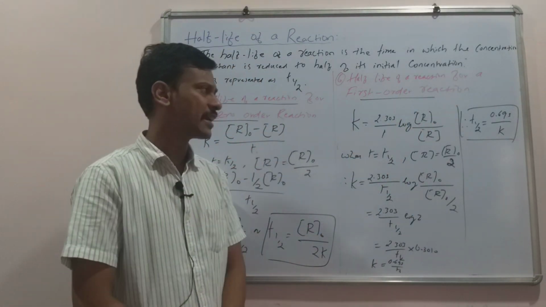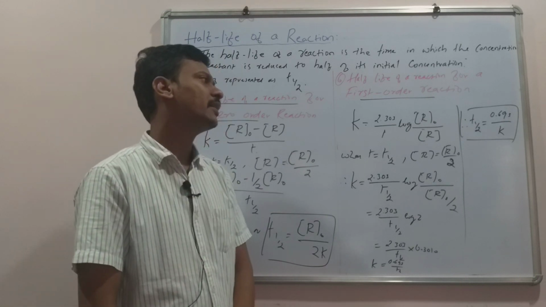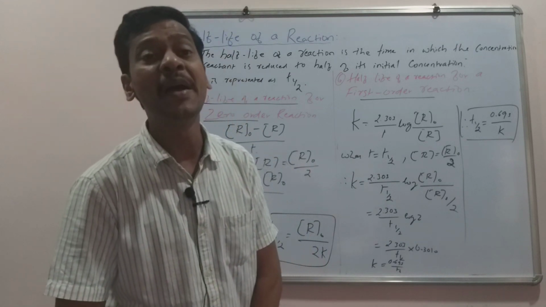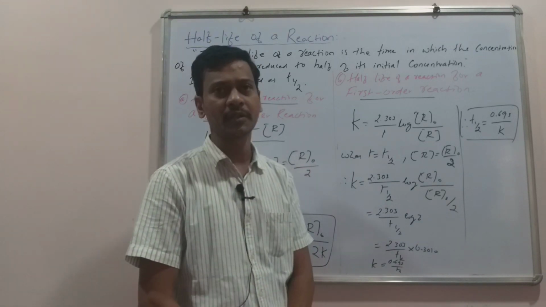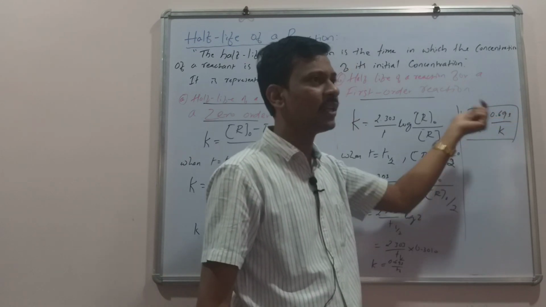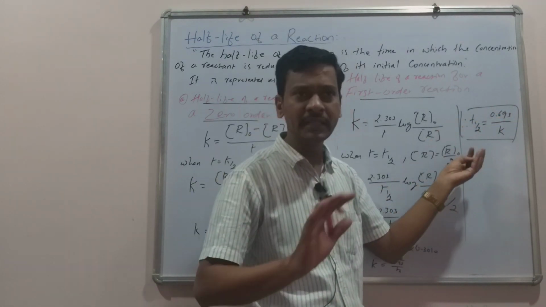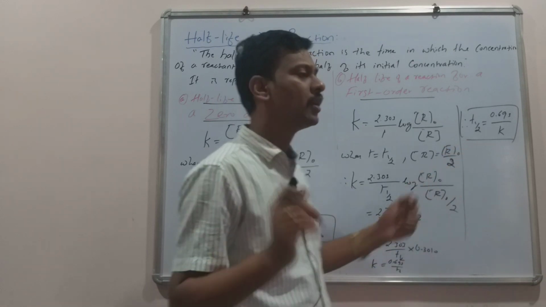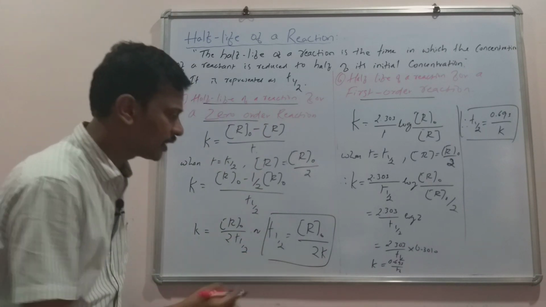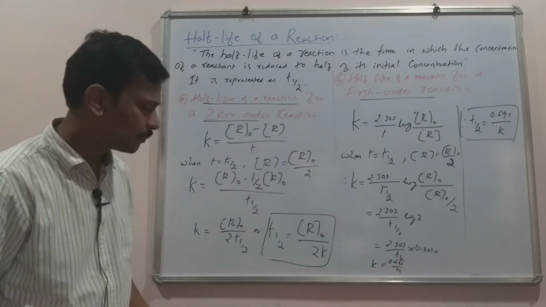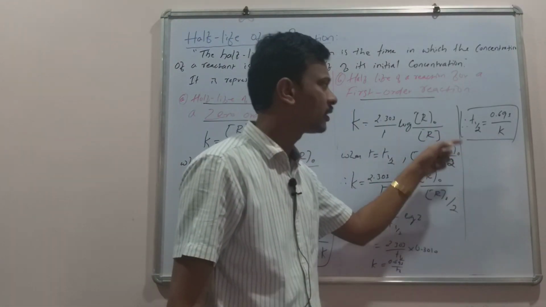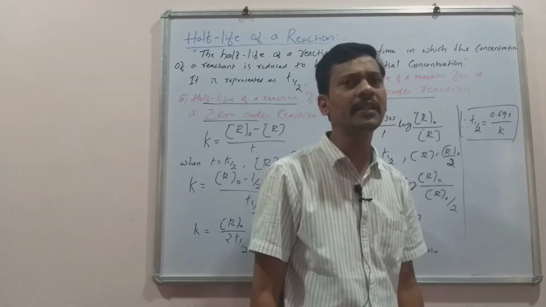Then what does it indicate? It indicates that the half-life period of a first order reaction is independent of initial concentration, because there is no initial concentration term in this particular expression. Therefore, we come to know that it does not depend on the initial concentration. But in the case of half-life of a zero order reaction, there is a term R naught. That means it depends on the initial concentration, but for a first order reaction, t half is independent of the initial concentration.